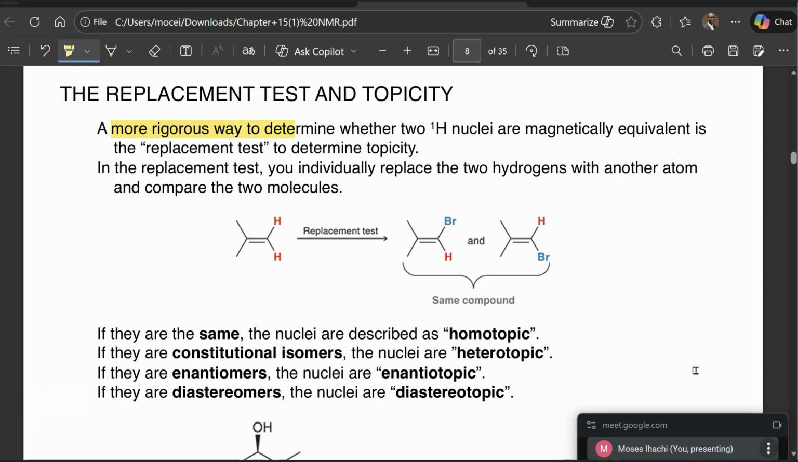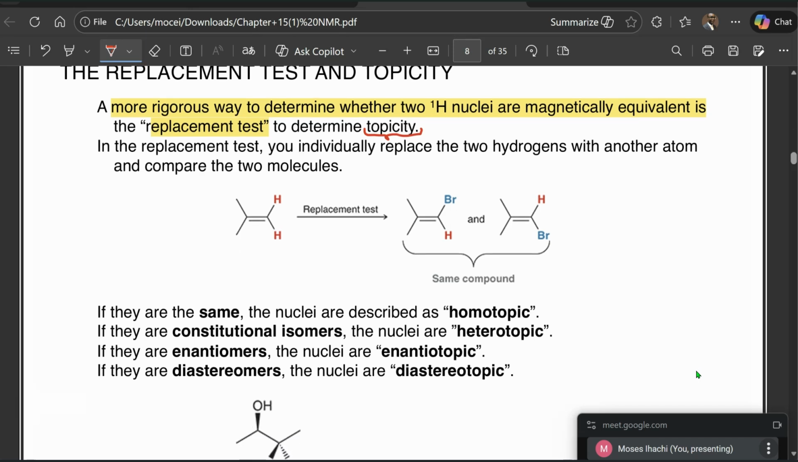So this is more complex, and we're going to determine if the hydrogens are seeing the same thing by replacement test. In other words, you are looking at the 3D environments. We call that topicity. So that's what topicity stands for? Just 3D environment? Yeah, different 3D environment. I'll explain it better once I see a good molecule. I think a good molecule is down here.